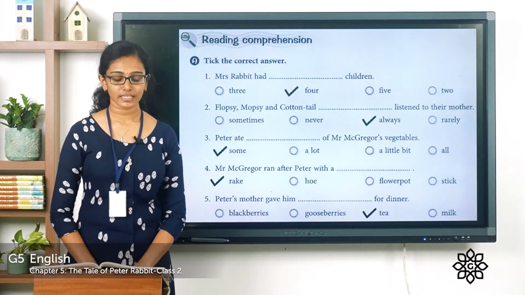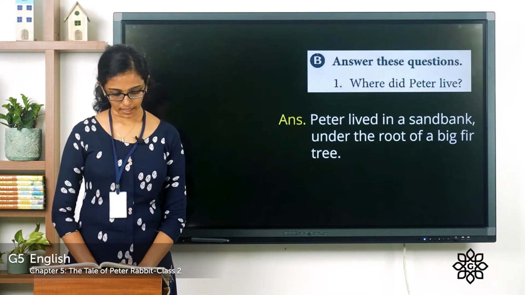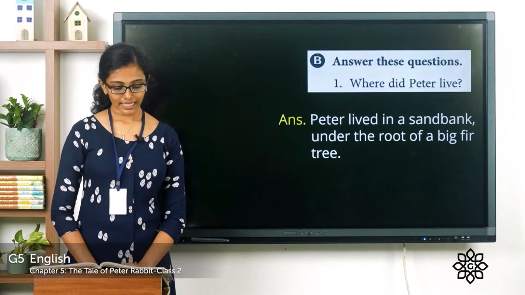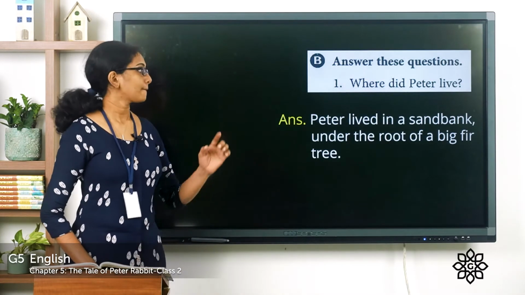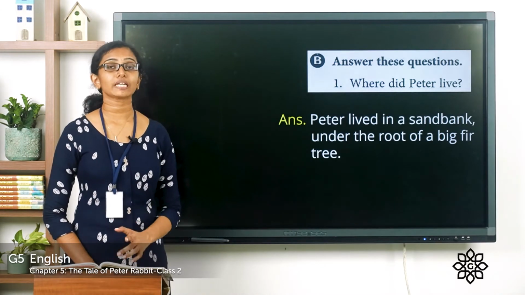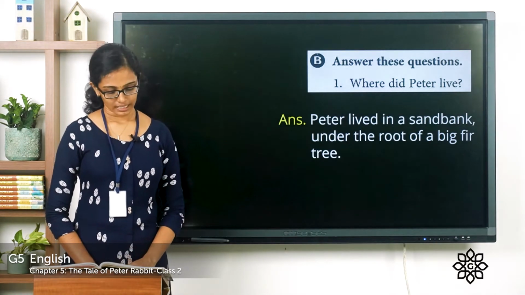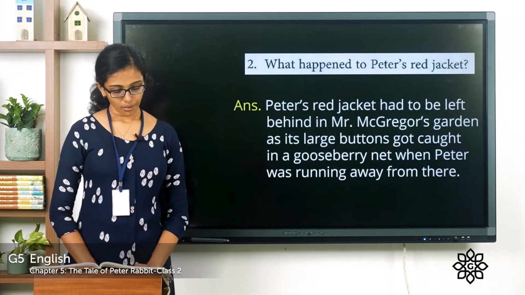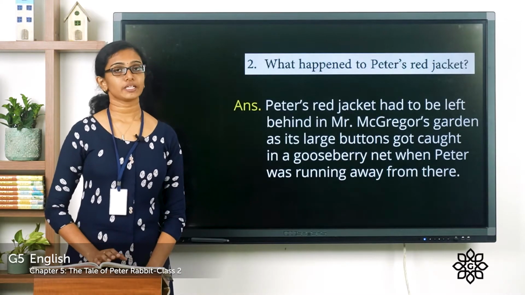Let's answer these questions. Let's see the first one. Question number 1. Where did Peter live? Peter lived in a sandbag under the root of a big fir tree. And question number 2. What happened to Peter's red jacket?